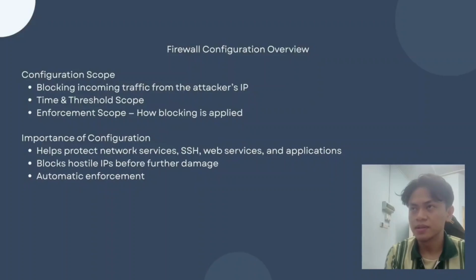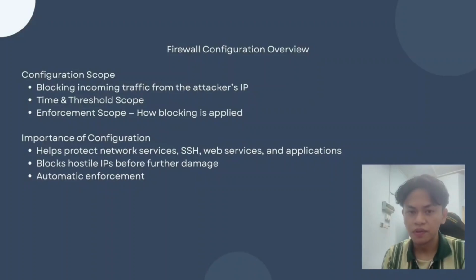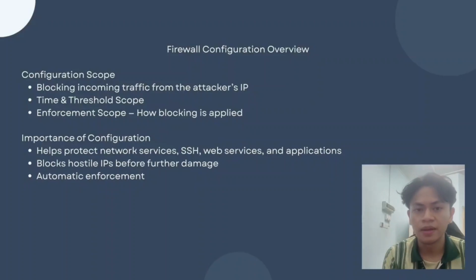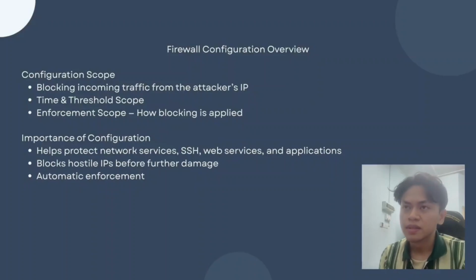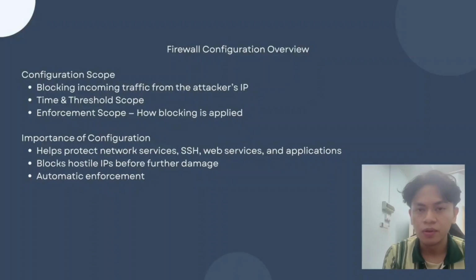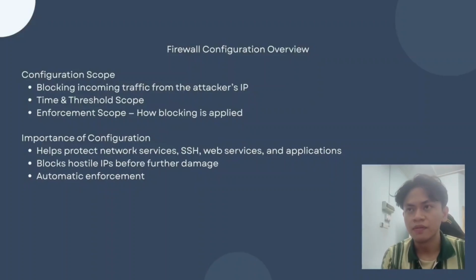The second one is the firewall configuration overview. The configuration scope: the first one is blocking incoming traffic from the attacker's IPs. The second one is the time and threshold scope, and the third one is the enforcement scope, which will tell how blocking is applied.